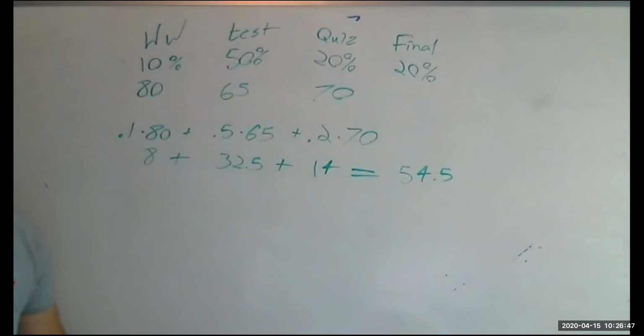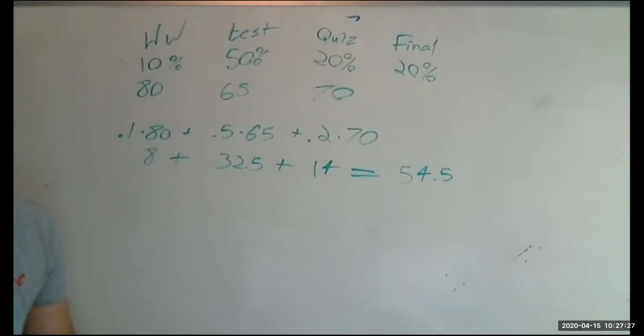So is that our current grade in the class? No, it's not. Why not? Because we haven't taken the final yet. So this right now assumes that we have taken the final and we had a 0 on it. But that's not the case. It's not part of the grade yet.